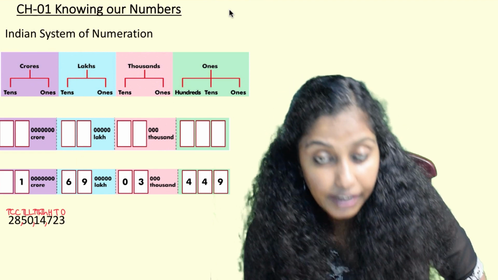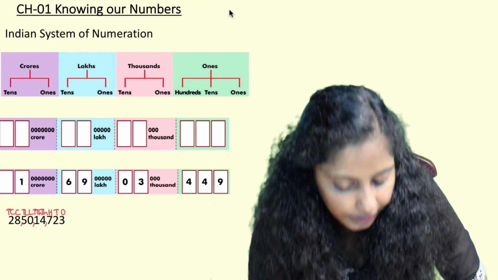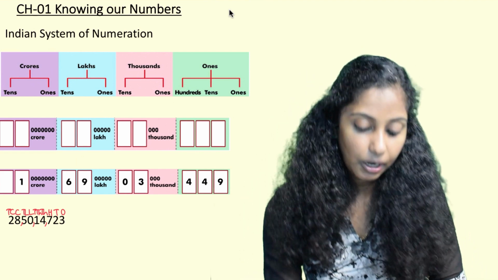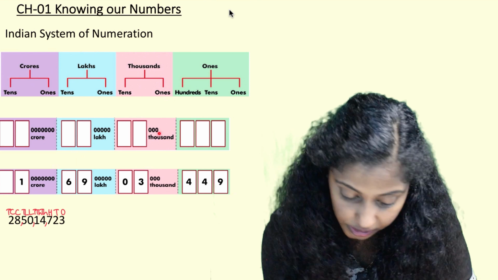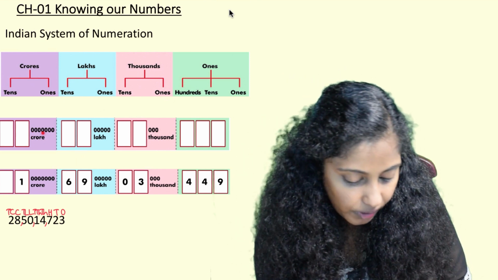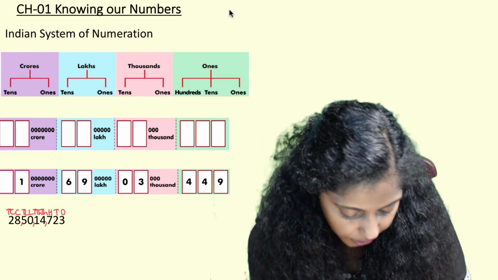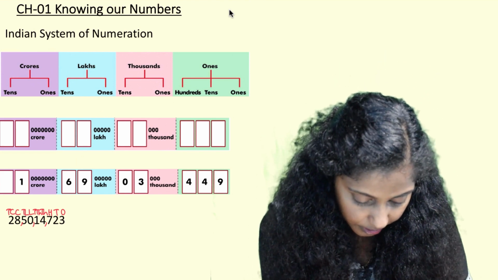In the lakhs group we have 69, which means 69 lakh, and in the crores group we have only 1 crore. Then you will see in thousands we have altogether 3 zeros, in lakhs we have a total of 5 zeros, and in crores we have altogether 7 zeros. Okay. Now, here we have to write this in numbers.